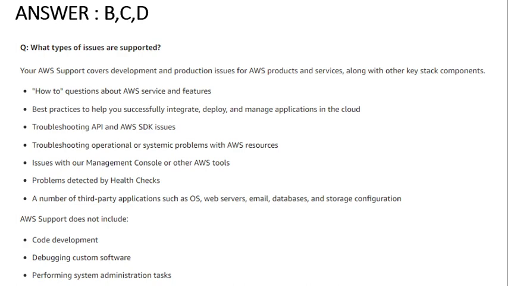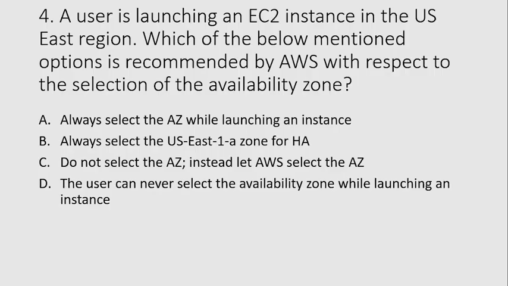Next question: a user is launching an EC2 instance in the US East region. Which of the following mentioned options is recommended by AWS with respect to the selection of the availability zone? So with the selection of availability zone there are 4 options. First is always select the AZ while launching an instance. Second, always select the US East 1a zone for HA. Third, do not select the AZ; instead, let AWS select the AZ. Next, the user can never select the availability zone while launching an instance.